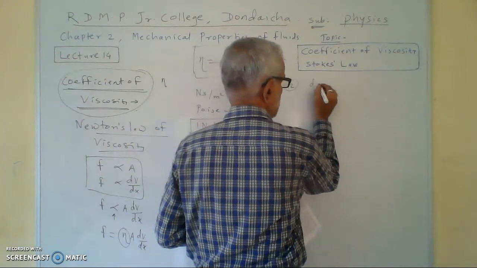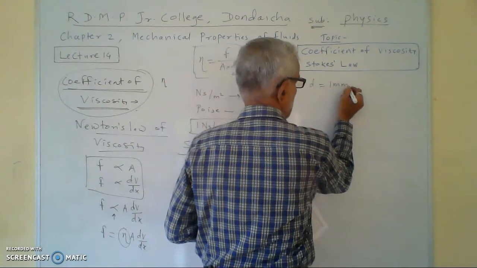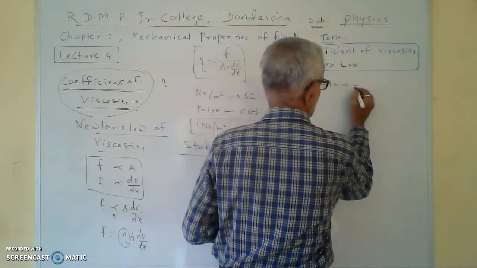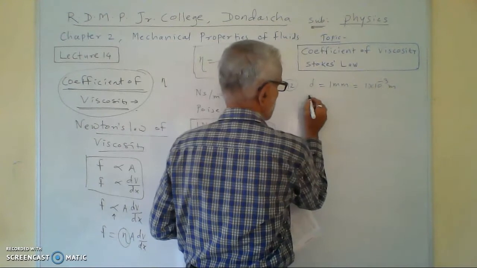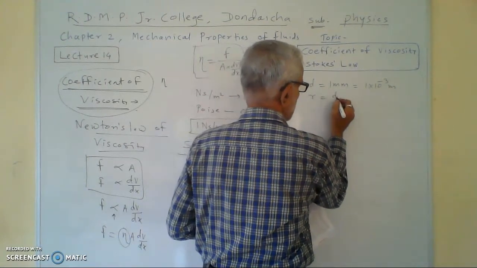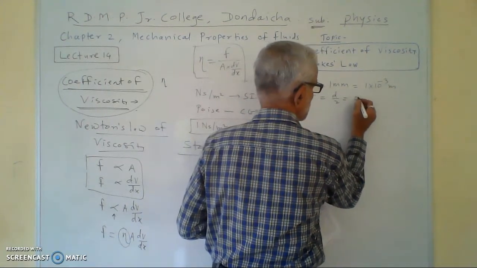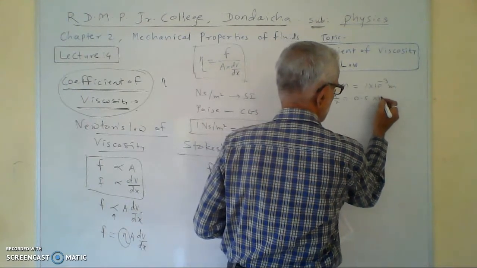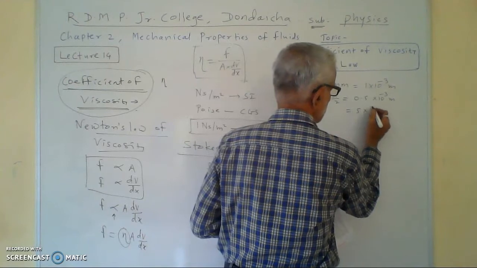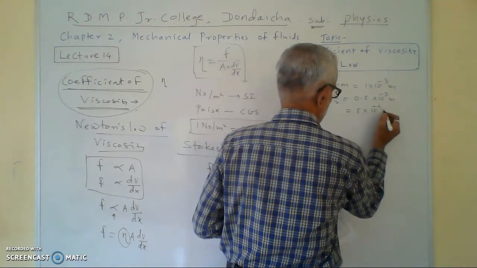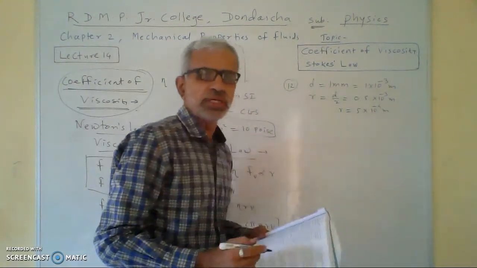So diameter is 1 mm and it is equal to 1 into 10 raised to minus 3 meter. So radius will be half of the diameter, it is 0.5 into 10 raised to minus 3 meter, and you can write 5 into 10 raised to minus 4 meter. This is the radius of the rain drop.